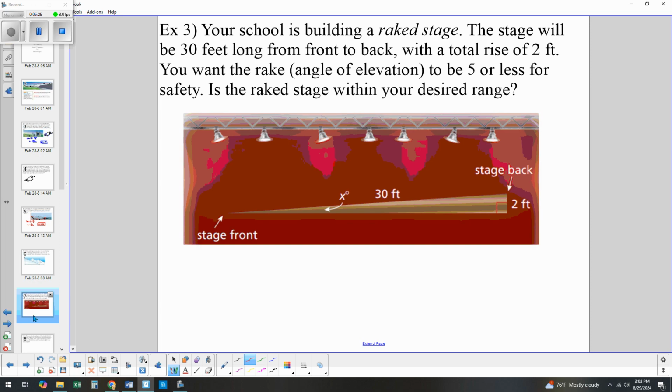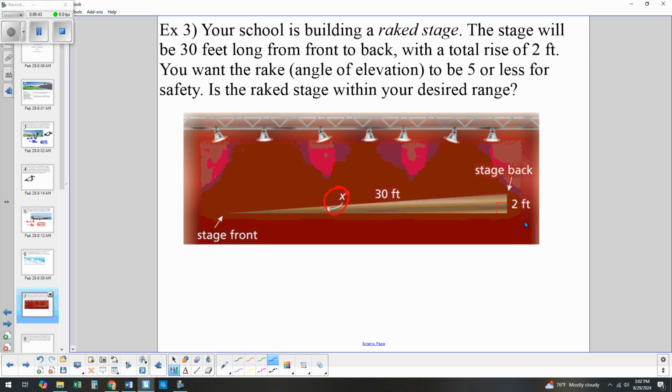For example 3, your school is building a raked stage. The stage will be 30 feet long from front to back with a total rise of 2 feet. You want the rake, or the angle of elevation, to be 5 degrees or less for safety. Is our stage within our desired range? So now we're looking for this angle.